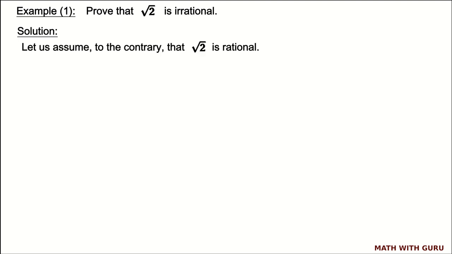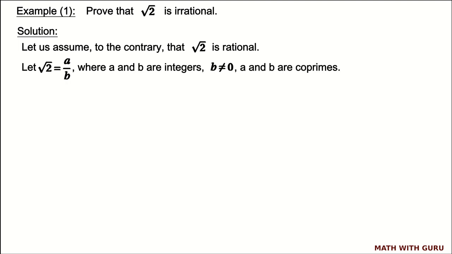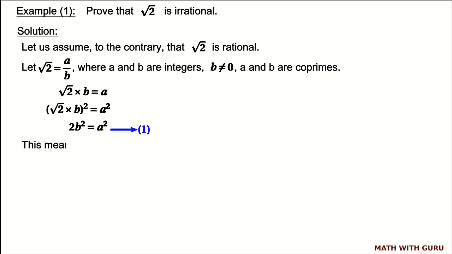Let us assume to the contrary that root 2 is rational. Let root 2 equals a over b, where a and b are integers, b not equal to 0, that is denominator is not equal to 0, a and b are co-primes. Bring b to the left hand side. Root 2 into b equals a. Squaring both sides, root 2 into b whole square equals a square. Root 2 into root 2 is 2, b into b is b square. 2b squared equals a square. Take this as equation 1.